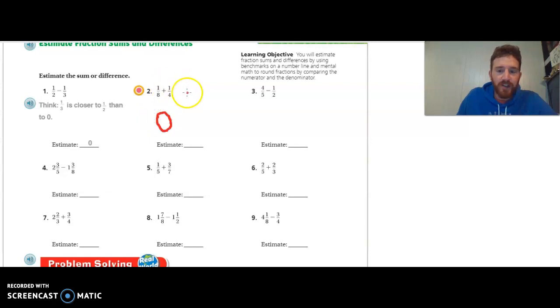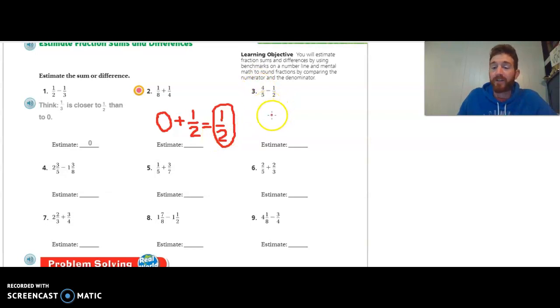So we could say 1/8 is about 0. Now 1/4 is tricky. 1/4 is right between 0 and 1/2. What I would probably do, since we're adding together, we know we're not going to have 0 in the end. I'd probably say, let's just go ahead and call this about 1/2. But then if we have 0 plus 1/2, that would mean our estimated answer would be 1/2. Okay. Cool.